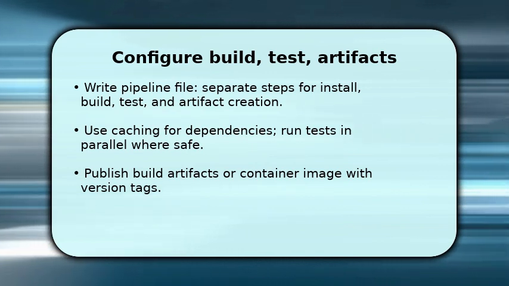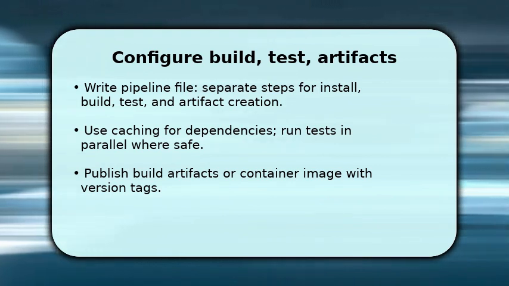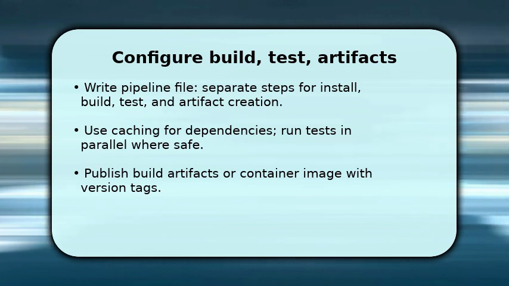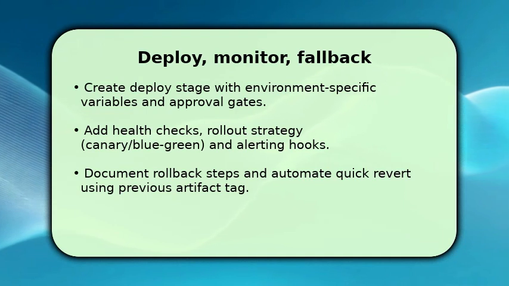Make sure the build produces deterministic artifacts and tag container images with semantic versions or commit SHAs. After a successful build, publish artifacts to your registry or artifact store, so downstream deployments can use them. You finish by wiring deployment and safety nets. Define environment variables per stage and add manual approval gates for production.